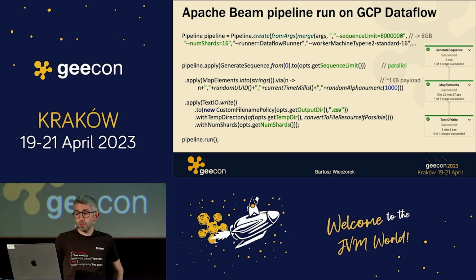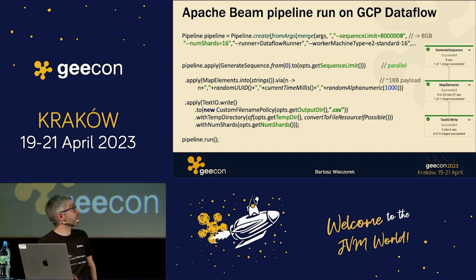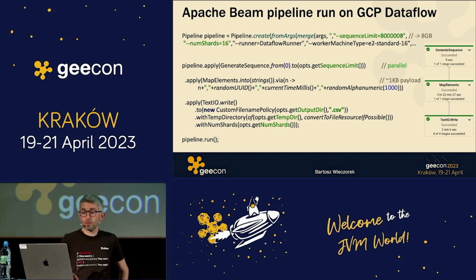Then we've got the middle block, which we call user code, where you can see map elements. The point of this block is really to generate a 1 kilobyte payload. This time I'm randomizing the payload to keep our workers busy.